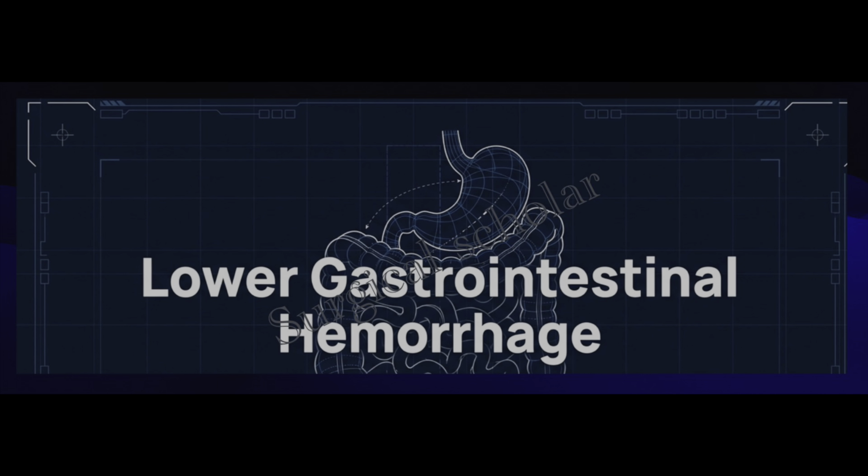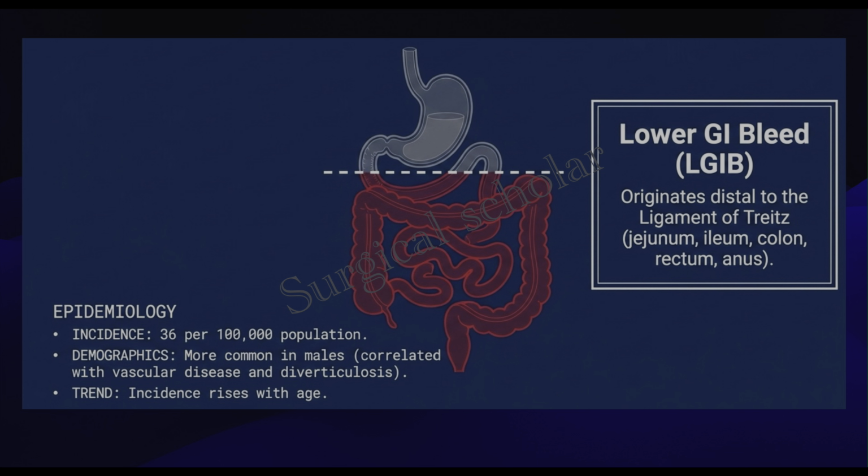Now let's discuss lower gastrointestinal hemorrhage. Lower GI bleed originates distal to the ligament of Treitz: jejunum, ileum, colon, rectum and anus. Epidemiology: incidence is 36 per 1 lakh population. Demography: more common in males, correlated with vascular disease and diverticulosis.